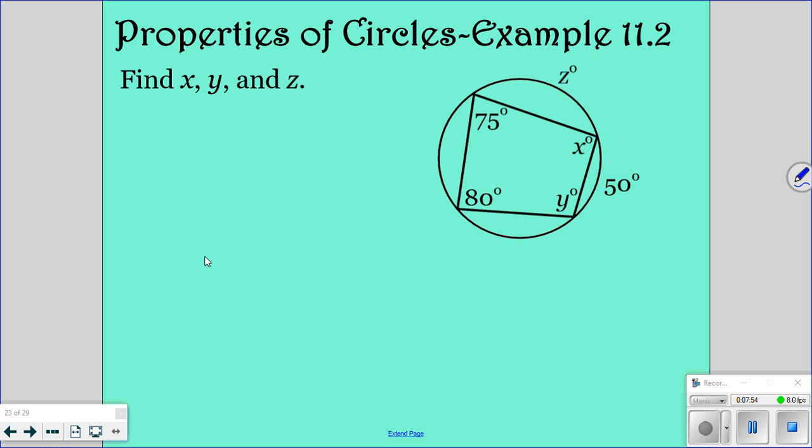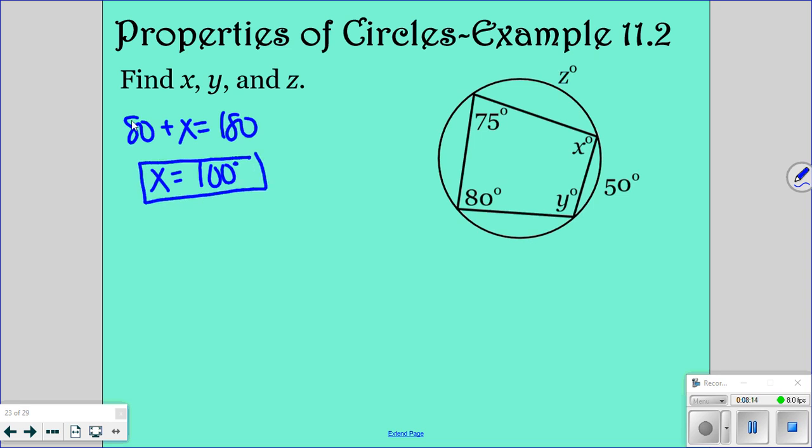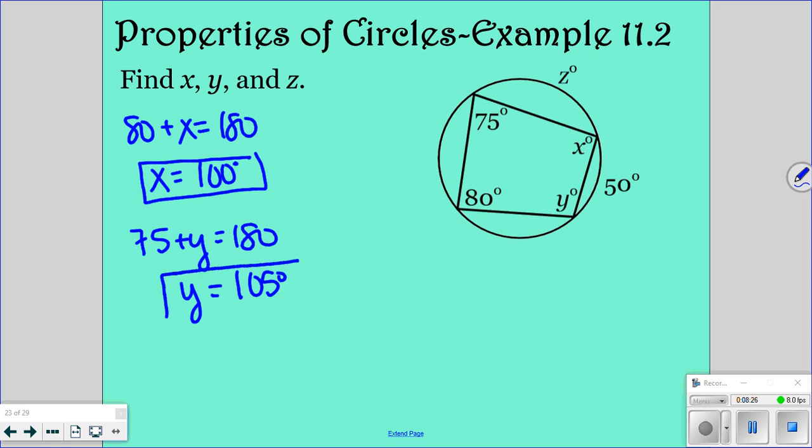We're going to look at this one. We're going to use the property that opposite angles in a quadrilateral have to add up to 180. So that means that 80 plus x has to equal 180. So x would be 100. That also means that 75 plus y has to equal 180. So y would have to equal 105. That's the first thing you would use.